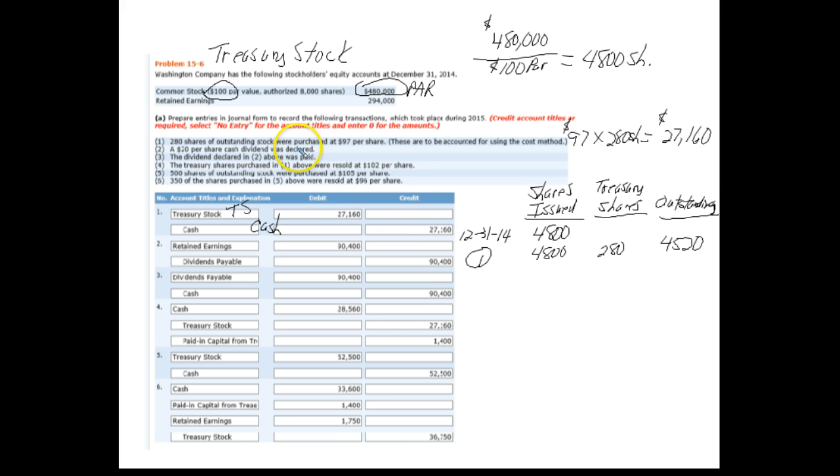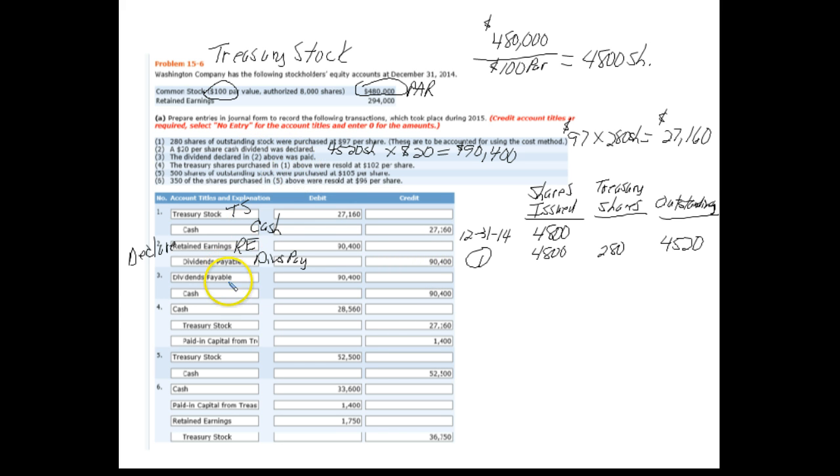Okay, then on the second transaction, they declare a cash dividend of $20 a share. So only the 4,520 shares will receive the dividend, and that dividend is $20 each for each share. So that's going to be a cost of the dividend, $90,400. So here's our debit to retained earnings, here's the credit to dividends payable, because that's the date of declaration. So on the date of declaration, we debit retained earnings, $90,400, and credit dividends payable.